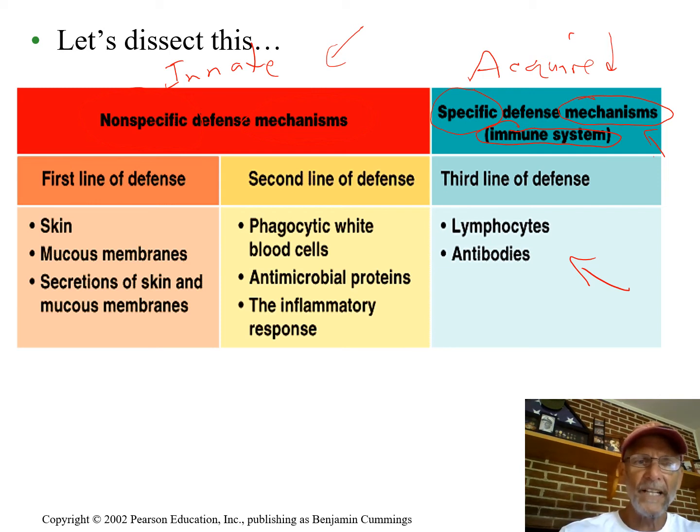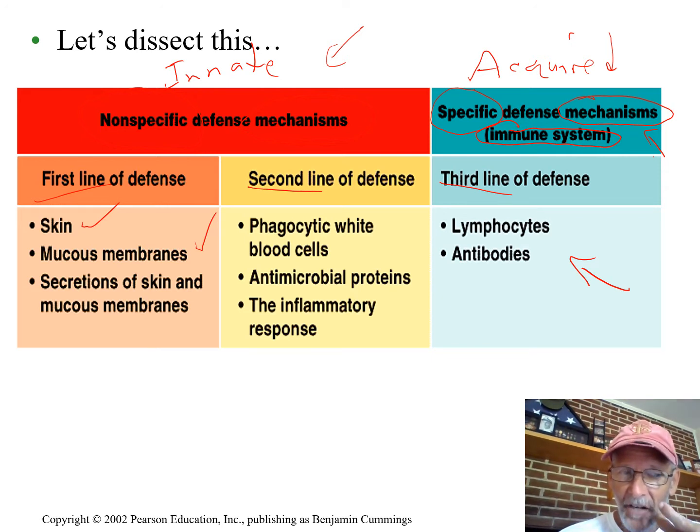So here we see they also have this first line, second line, third line. That's a little misleading because all of these players are acting at the same time. They don't have one finish and the other waits till they finish. So your first line of defense is your exterior. Most bad guys can't get through your skin or your mucous membranes, what I call your inner skin, like the inside of your cheek, right?